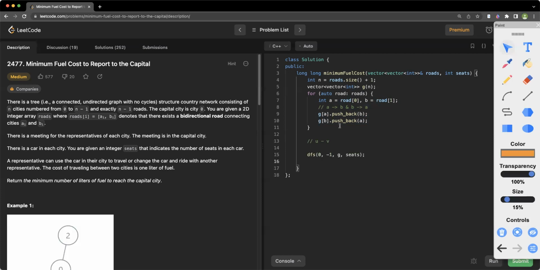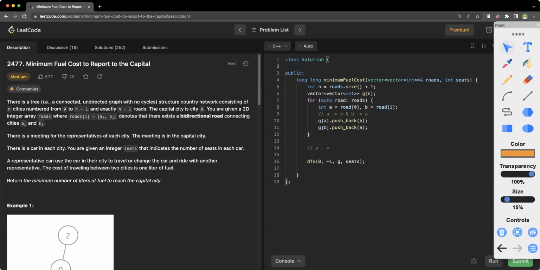Finally, we should also keep track of a global variable answer. We have to return a long value, so this answer should be long as well. And finally, we return the answer. So let's implement the DFS, the main function.